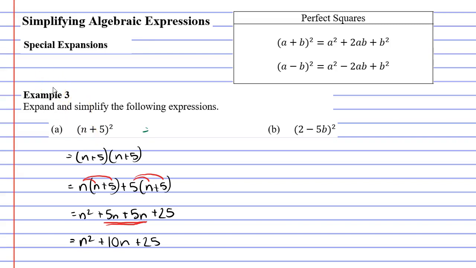Well, we get n squared. And what do we get when we square 5? Well, we get 25. All right, and I'm going to leave a gap in the middle. The next thing we're going to do is multiply these two terms together. What's n times 5? Well, we get 5n, and I'll just write it up here. This is what I got when I multiplied the two terms together.